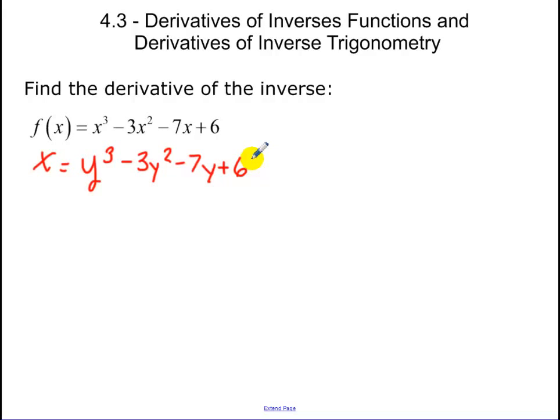And now what we want to do is try and solve for y. Now this example, it's going to be really hard to try and solve for y. So let's use implicit differentiation to then find the derivative with respect to x. So I find d/dx of both sides. Now remember, the derivative of x with respect to x is 1.